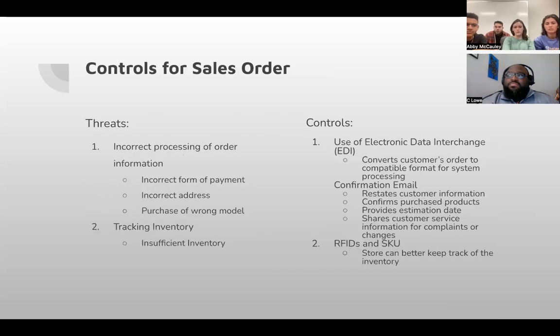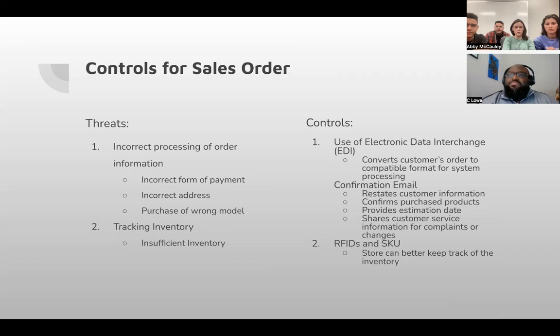Now with sales order, we do run into certain problems. We have threats and controls for each of these. The threats can be like incorrect processing of order information. This can be on the customer side or on the supplier side. It can be like incorrect form of payment.